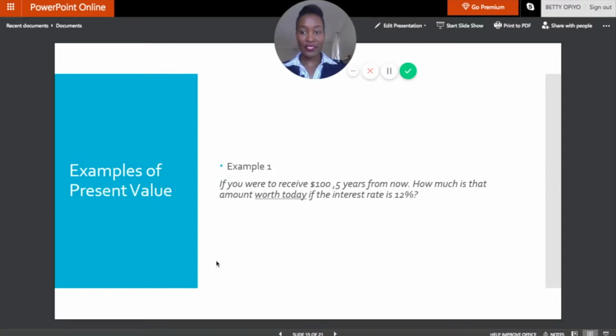Let's see some examples of present values. If you were to receive $100 5 years from now, how much is that amount worth today if the interest rate is 12%? Let's say your uncle has promised you that in 5 years' time, he will give you $100, and the interest rate at the moment is 12%, and you're required to find the present value of that amount that you are to receive 5 years from today. So how much is that money worth today? That's what the question is asking you to find.